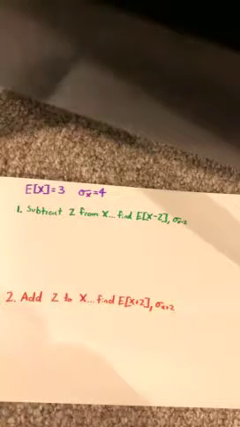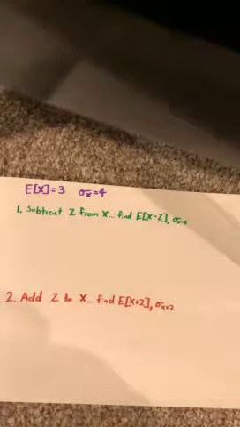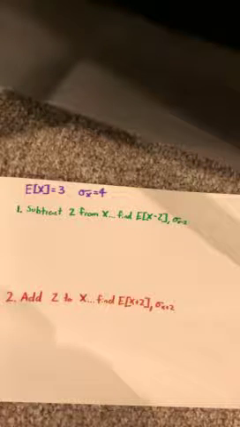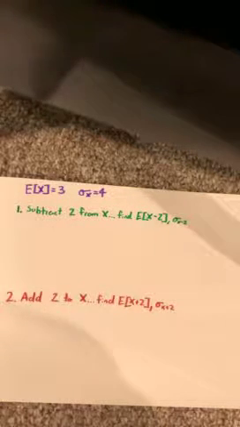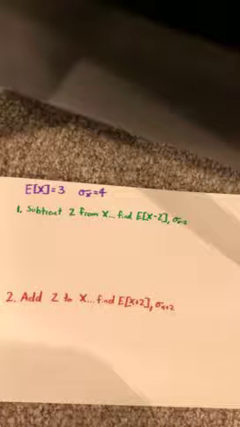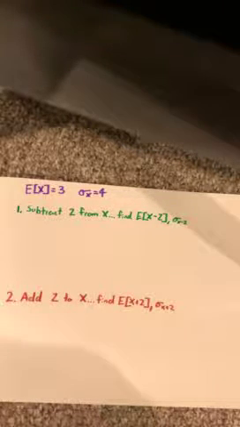I know you guys might not have seen the video, but I'm going to go over how to add and subtract constants to and from variables, and how we can find expected values and standard deviations from that.